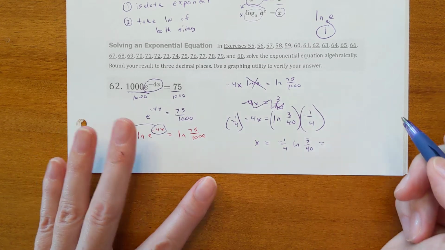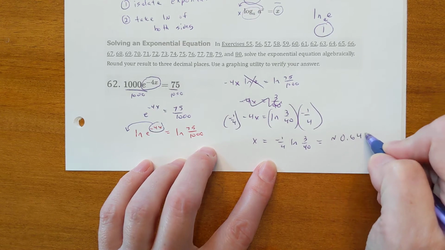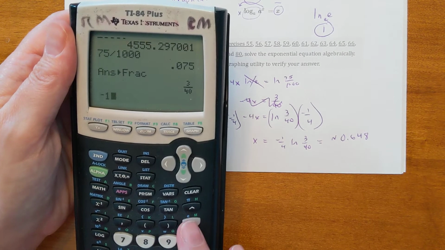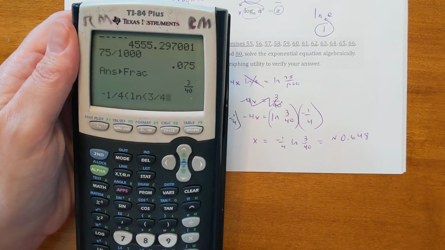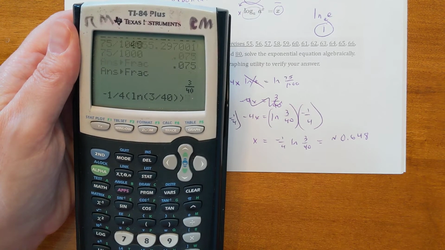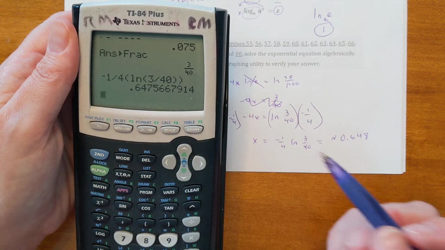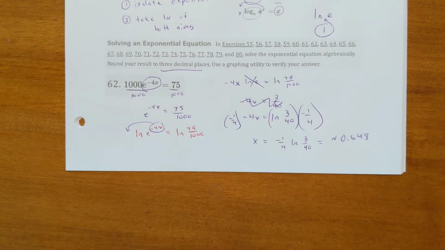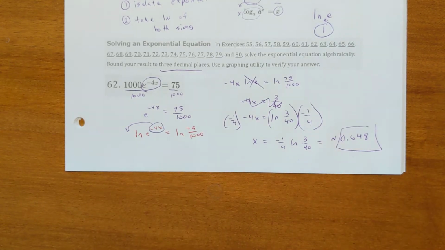And if you put that in your calculator, you're going to get the answer about 0.648. Let's do that together. So negative 1 divided by 4, parentheses, natural log of 3 divided by 40, close my parentheses, and you get 0.648. You got to round the 7 up to an 8 because the number after it was 5 or more. So the directions said 3 decimal places, so that would be the answer. That's the exact answer. That's the rounded answer like they asked for, to 3 decimal places.